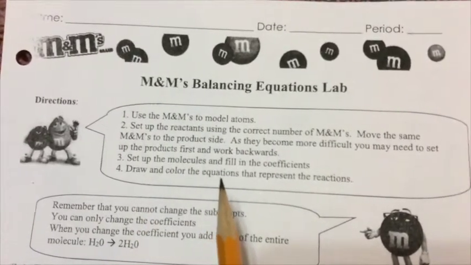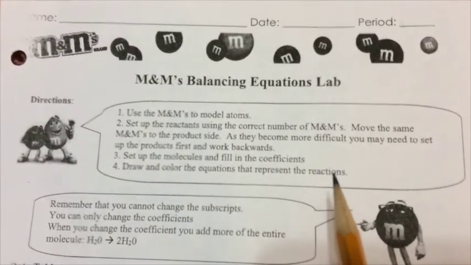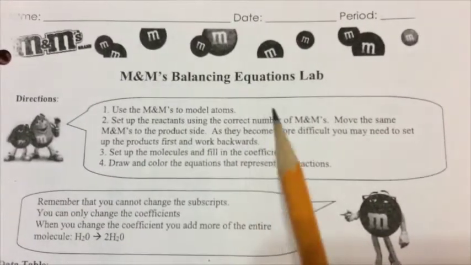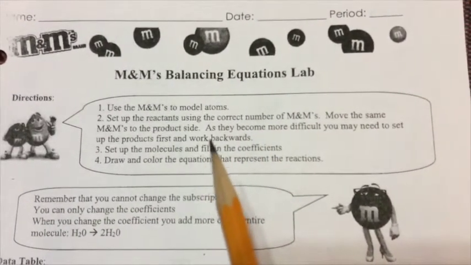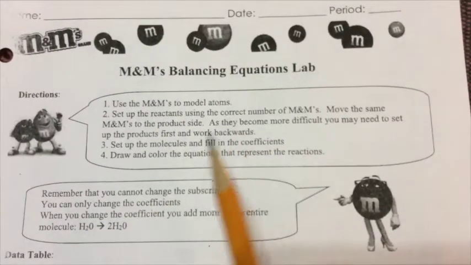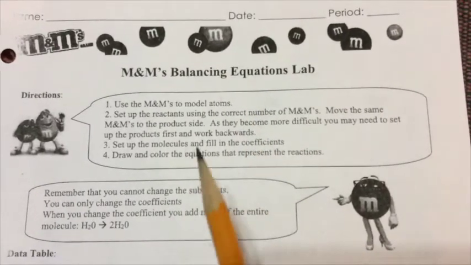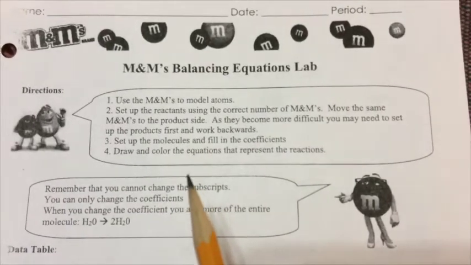Draw and color the equations that represent the reactions. We're going to do this a little bit differently, because after I followed all the directions, I found out I had to do it a little differently to help me understand it best. Sometimes we do something and figure out an even better way to do it, so I want to do it the way that helps you understand it best.